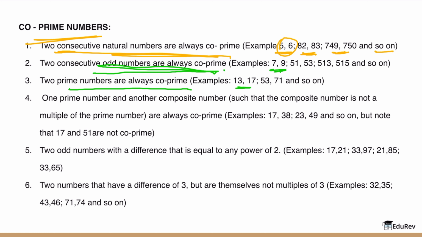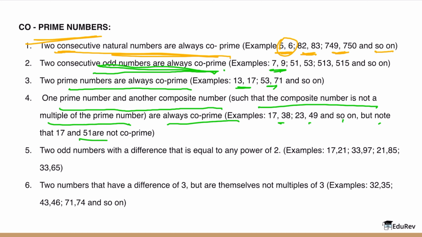Then, two prime numbers are always co-prime numbers. Then one prime number and another composite number, such that the composite number is not a multiple of the prime number, are always co-prime numbers. For example, these. Now you can understand these properties by taking real life examples. You can take examples of numbers and pair them, and you can actually find that all these properties are true.